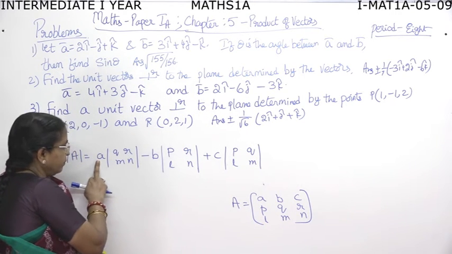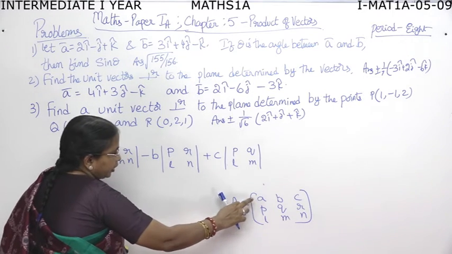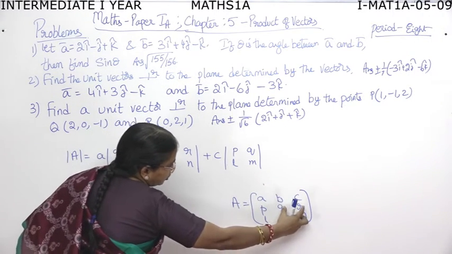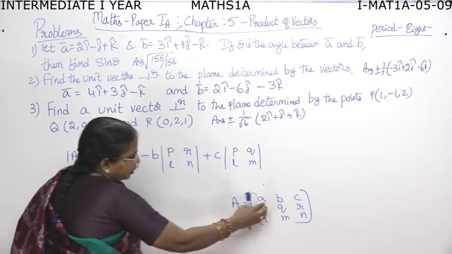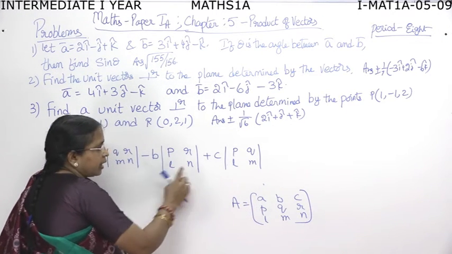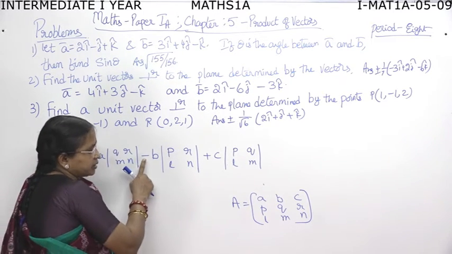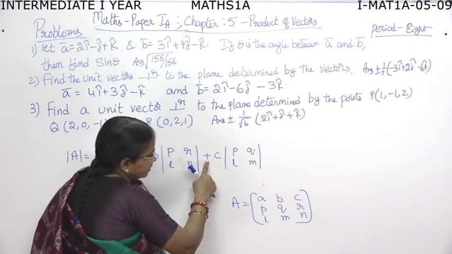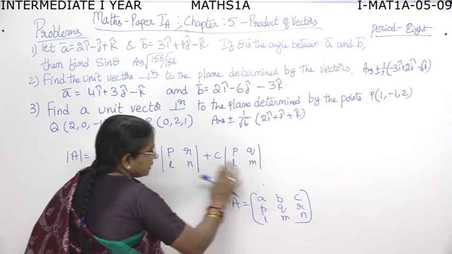So this is the procedure. First row element into, delete the row and column. So QRMN you will write, minus B into, delete the row and column, then it is PLRN. Then next it is plus. Second one is minus, remember this. Second one is minus, third one is plus. So C into PQLN. So first write like this.